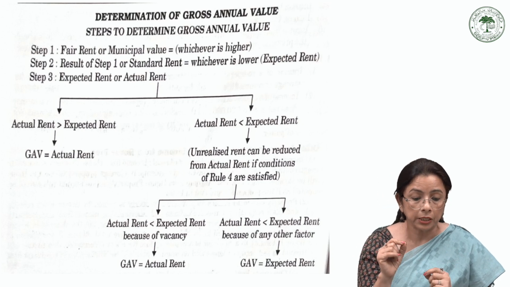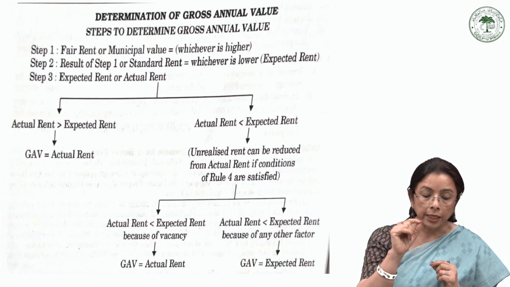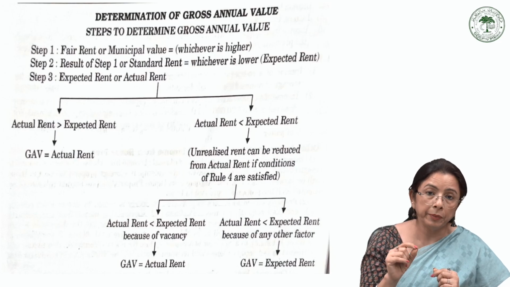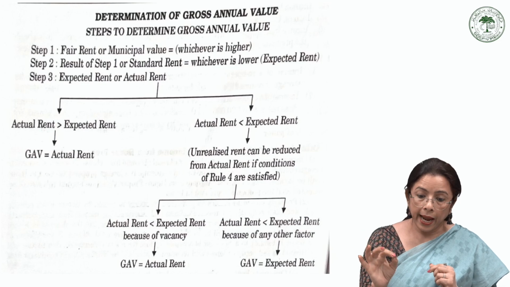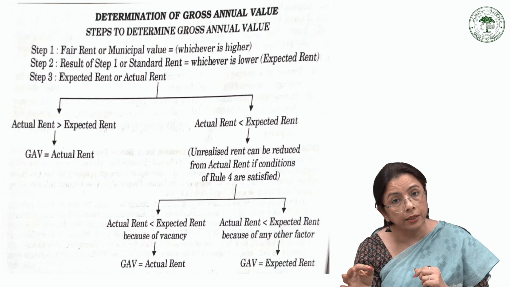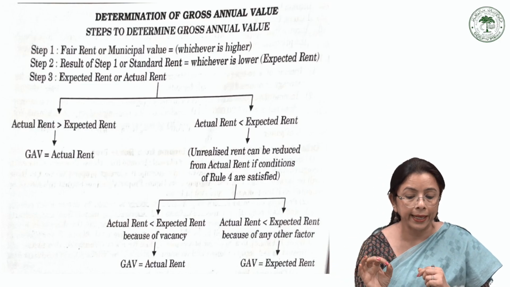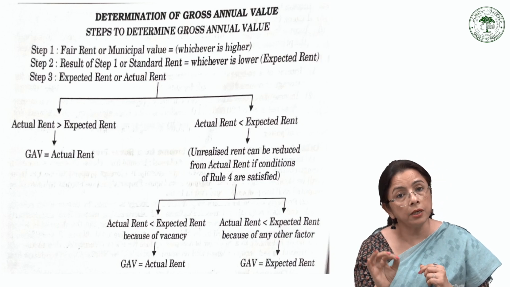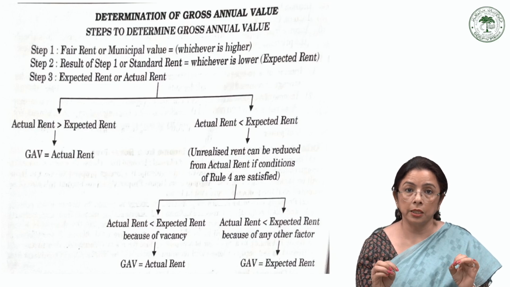If the actual rent is less than expected rent due to vacancy, then your actual rent becomes the gross annual value for further calculation. And the second situation is when the actual rent is less than expected rent because of any other factor, maybe unrealized rent or anything else. In that case, the expected rent will be taken up as the gross annual value. I hope this is clear.